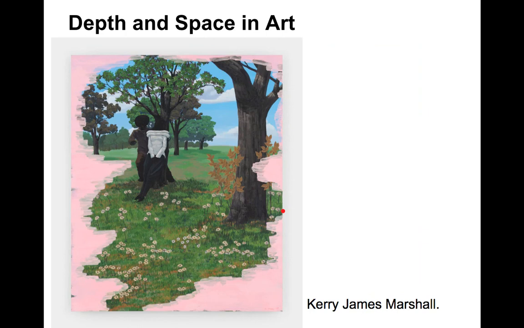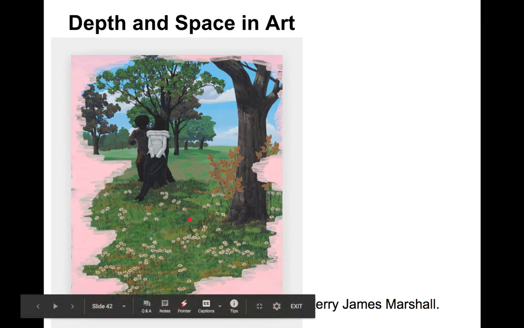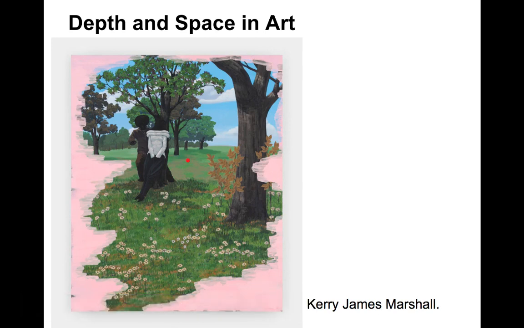Kerry James Marshall painting. And in here, what do you see? Well, I see some overlapping right here. Some size changes of this tree versus this tree and this tree. And do you see any linear perspective? I don't really see any, but maybe there's some. And what about atmospheric perspective? Maybe a little bit back here, how things are less detailed back here, right?